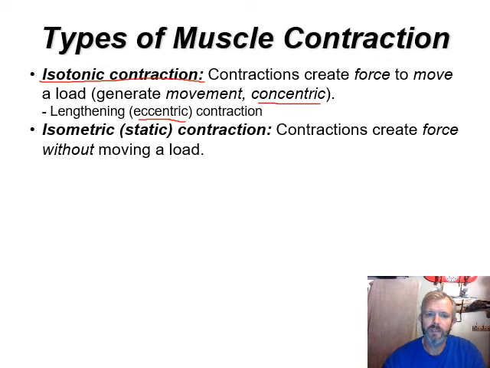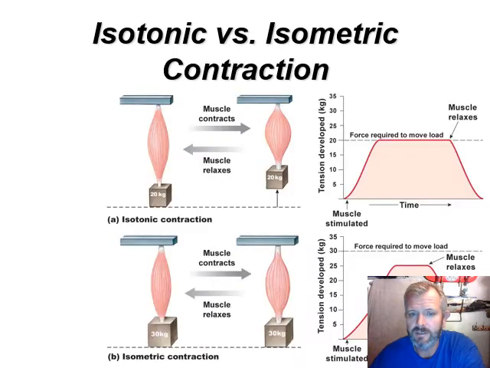Whereas with an isometric, a static contraction, say I go to lift a 50-pound dumbbell and I can't lift it. I can't create enough force to lift it. My muscles are still contracted, but I am not creating movement. I'm not creating force to move the load. And that is an isometric. So that's kind of seen here, and this would be isotonic, in which the muscle overcomes the load and we get contraction, or shortening, and movement of the load.